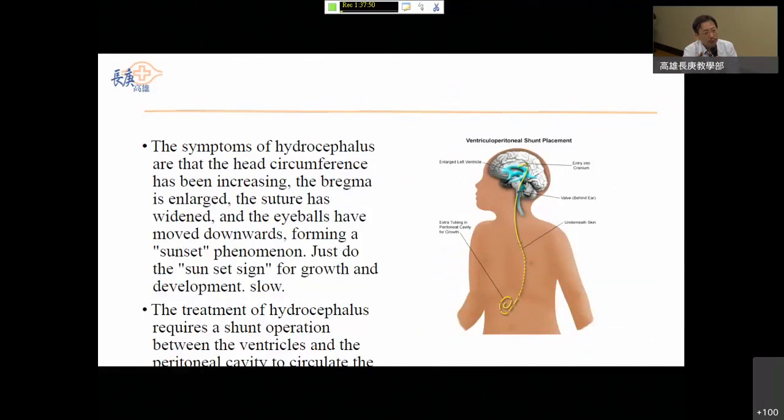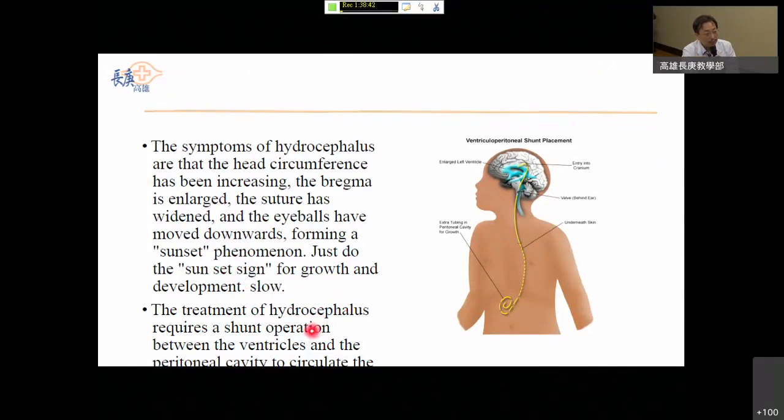And for the children with hydrocephalus, their head circumference will increase dramatically, okay? The head suture will widen, okay? And more importantly, we can see from their appearance that they have a sunset eye. This sunset eye is because the hydrocephalus causes the intracranial pressure to increase too much, and it tends to push the eyeball downward, okay? So the eyes tend to have a sunset appearance, you cannot look upward, okay?